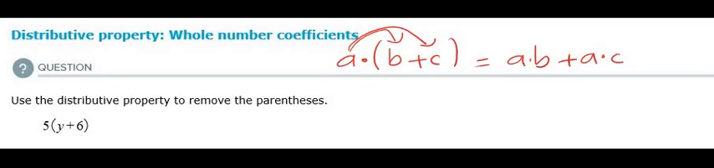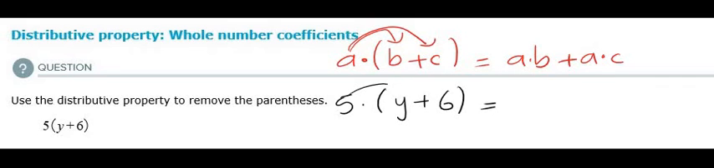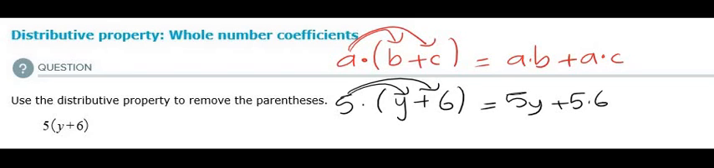When we look at our question, we have 5 times (y plus 6). We'll be using the arrows again. 5 times y, 5y. And in the second arrow, I have 5 times 6. That's going to be 5 times 6 right here.